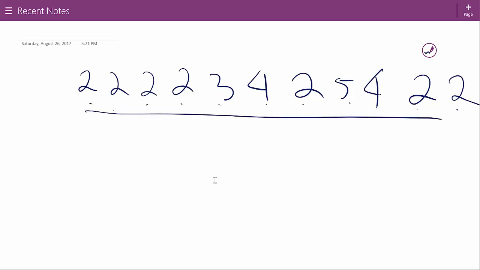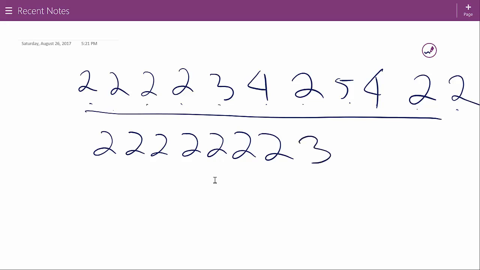And I'm going to order them now, because I can. These are ordinal data, agree? So I have 1, 2, 3, 4, 5, 6, 7 twos. Then I have a 3. And I have two 4s. And then I have a 5.